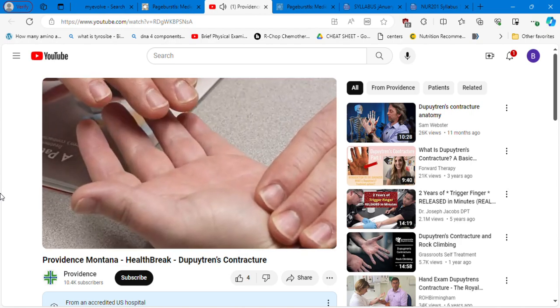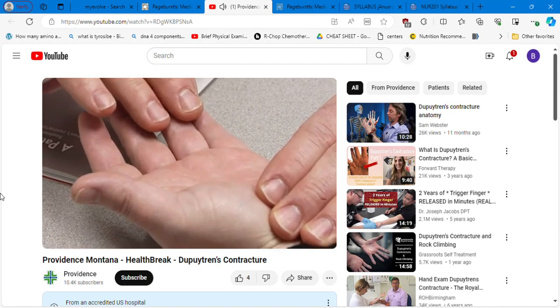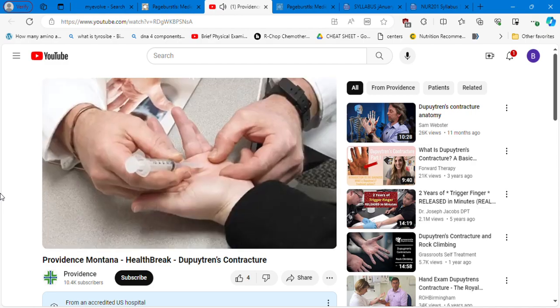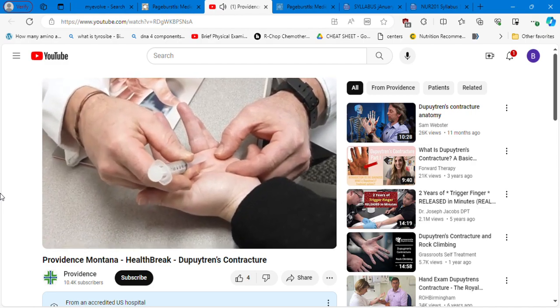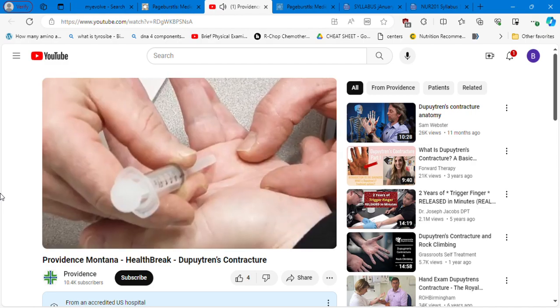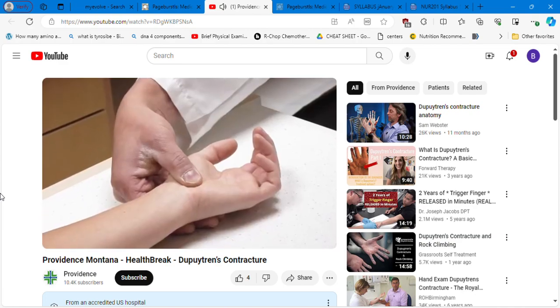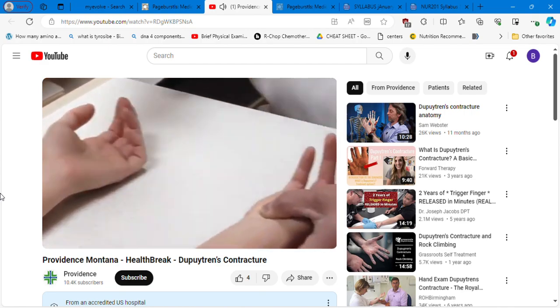Also, there's a technique called needle aponeurotomy, where you take basically a hypodermic needle, and you are scratching through the skin after you've used some local anesthesia to break up the cords. A new technique can correct Dupuytren's without a surgery.